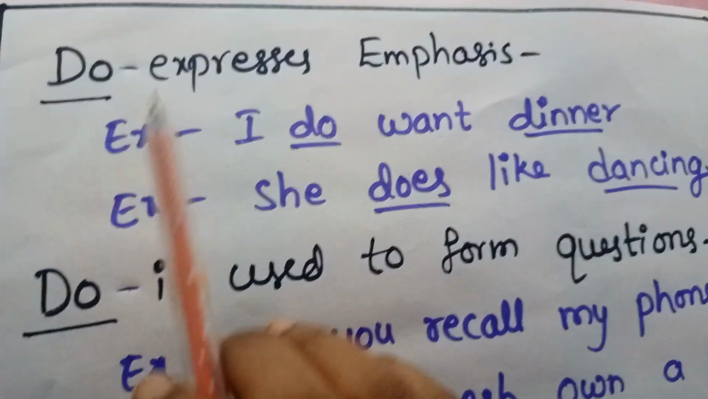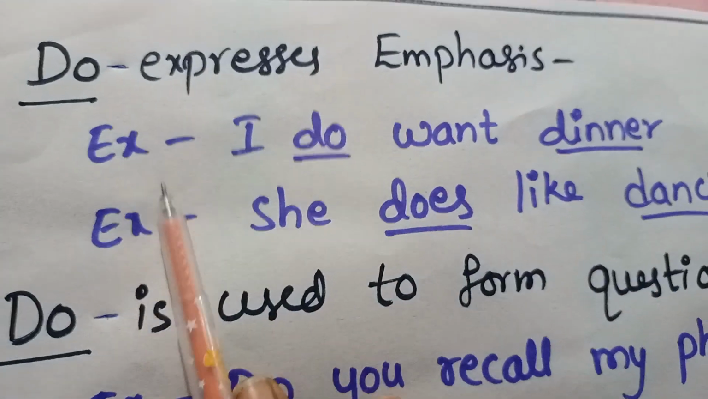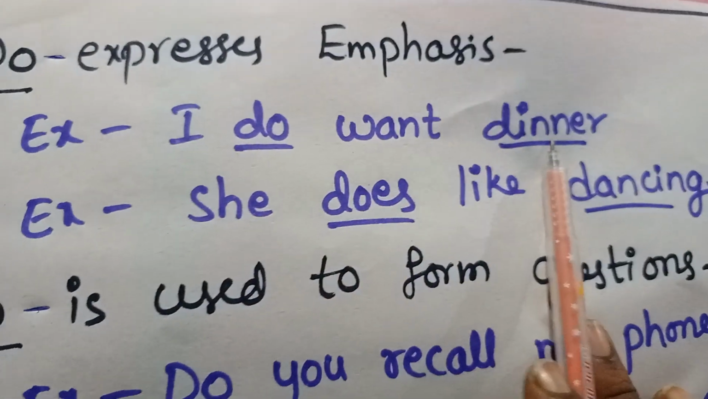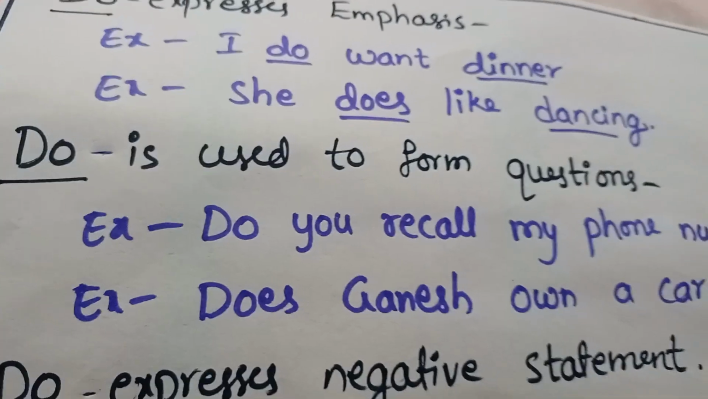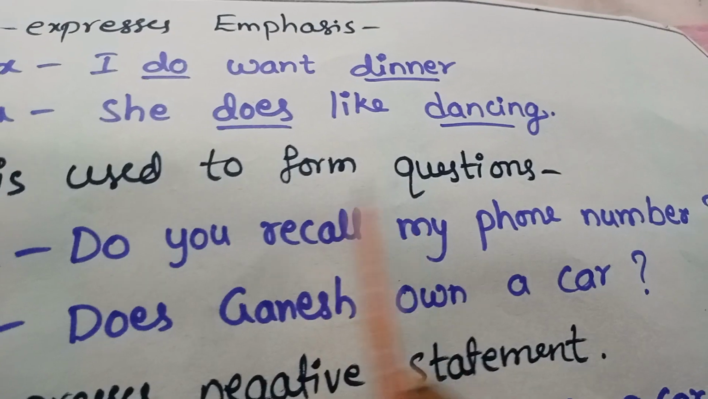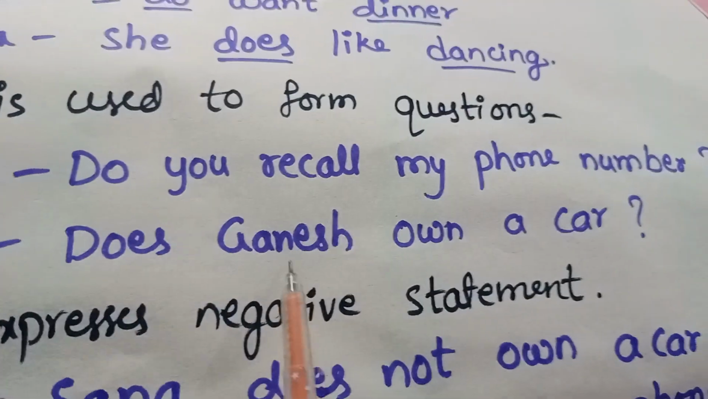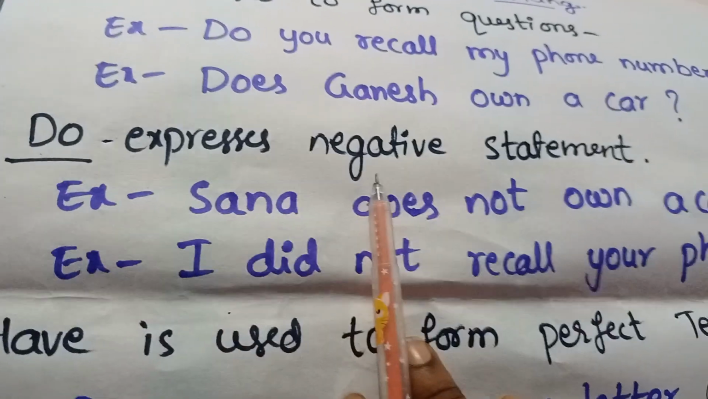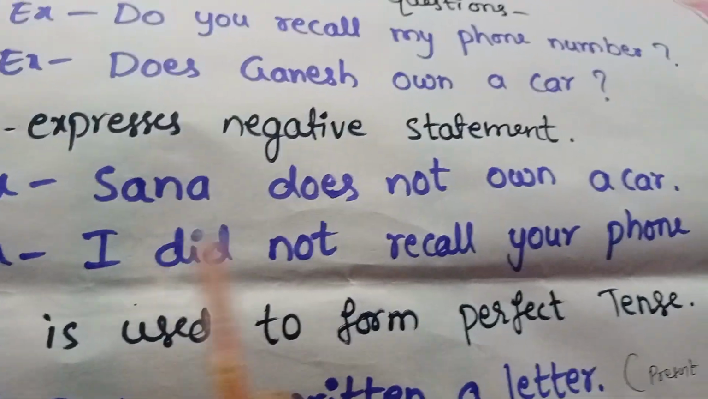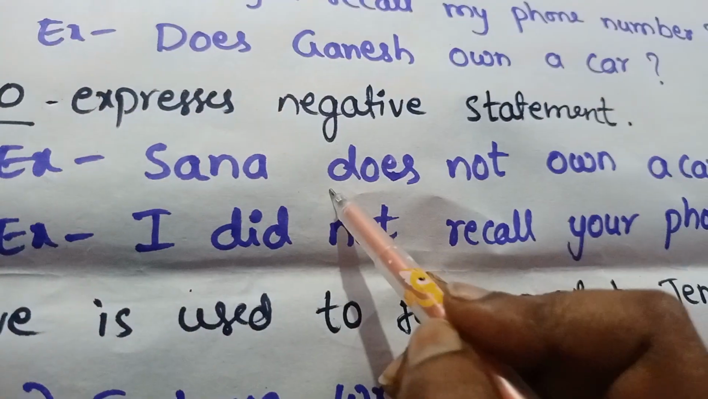Let us discuss do forms. Do expresses emphasis. For example, I do want dinner. She does like dancing. Do is used to form questions. For example, do you recall my phone number? Does Ganesh own a car? Do expresses a negative statement. Sana does not own a car. Here, does not. See, does.